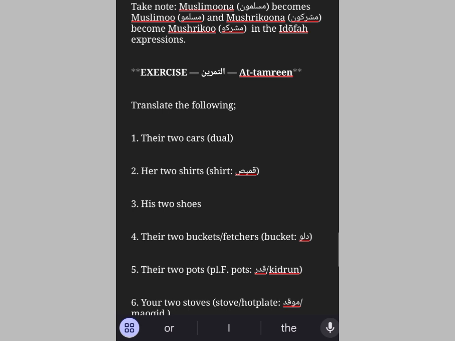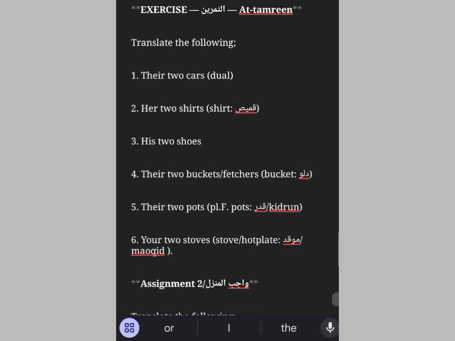It's very important, so that you can be corrected. There are two shirts, kameez. Two shoes. There are two buckets, bucket is delw. There are two pots, pot is qidr. Two stoves or hot plate is mawqid. Take note of that.